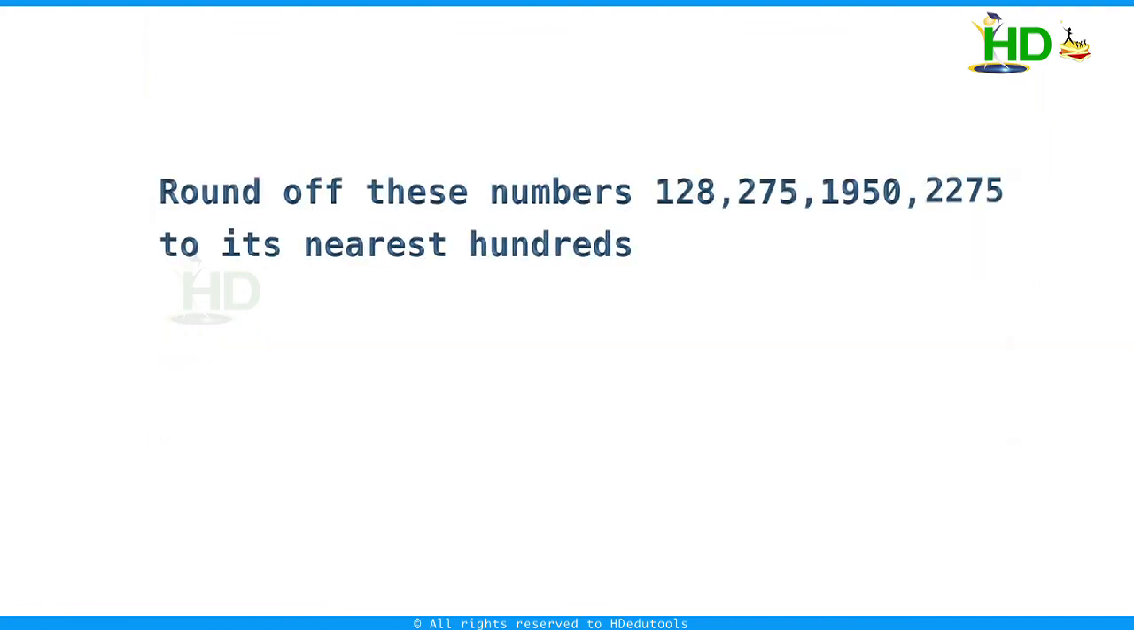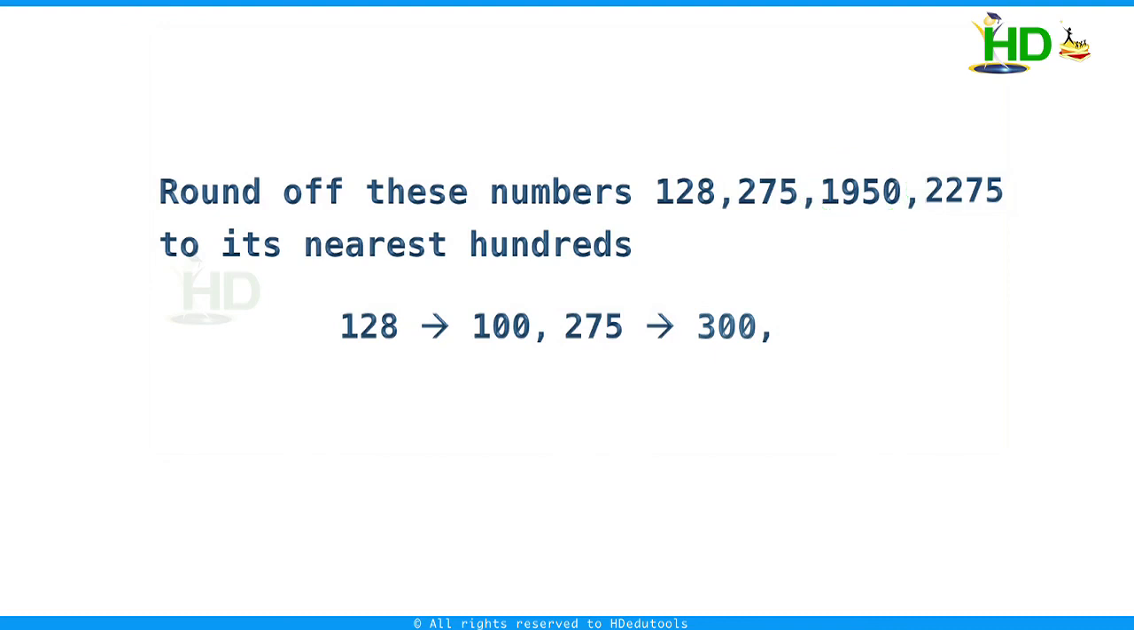Now consider another example. Round off these numbers to its nearest hundreds. Now 128. The nearest hundred for this 128 is 100. So we can round off this number 128 to 100. 275. Now 275 is nearer to 300. So 275 is rounded off to 300.